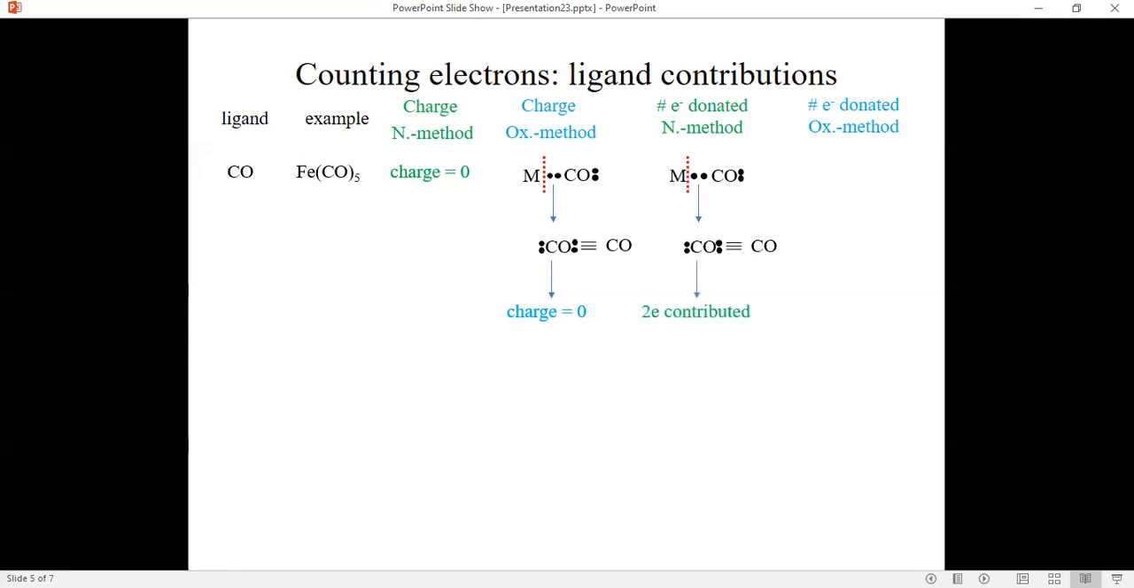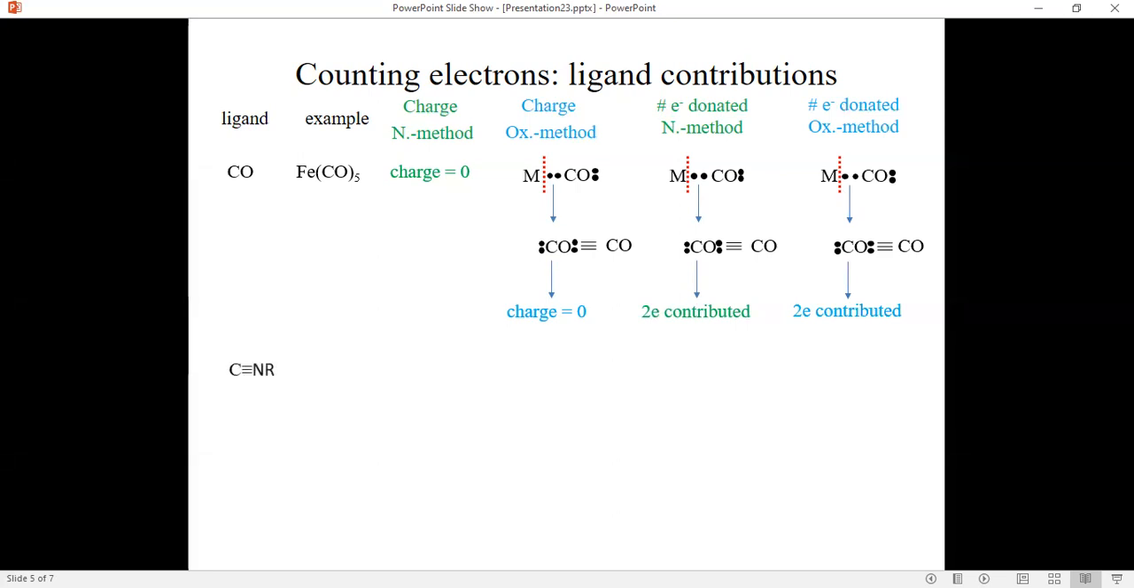So now what about the oxidation state method? How many electrons are contributed in the oxidation state method? Also 2, correct. Because in this case, we cleave the bond just the way we have cleaved it in the neutral atom method. So we assign these 2 electrons to the CO, and because of that, our CO is also a 2 electron donor. So in this case, no difference between the neutral atom method and the oxidation state method.